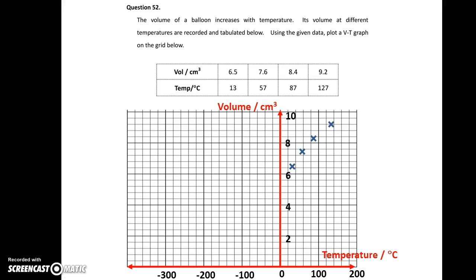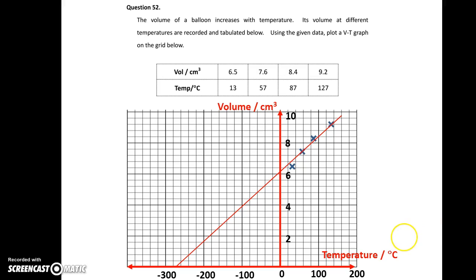Plot the data points. Draw a straight line as close to the data points as possible. That's what it looks like. This question wants to tell you how the scientists find absolute 0.